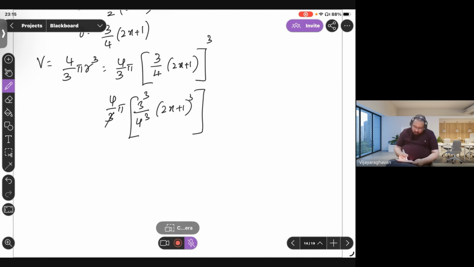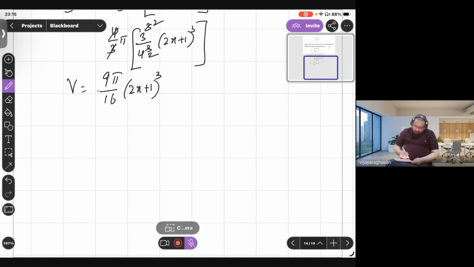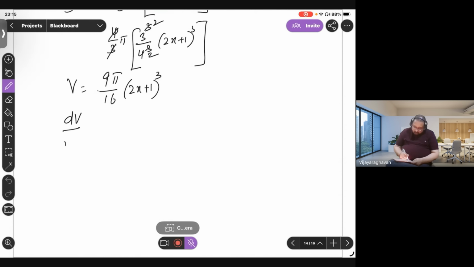So cut it, we have 3 square, and cut it, we have 4 square. So 9 pi over 16 times 2x plus 1 cube. This is V. Therefore, dV/dx equals 9 pi over 16 multiplied by 3 times 2x plus 1 the whole square.